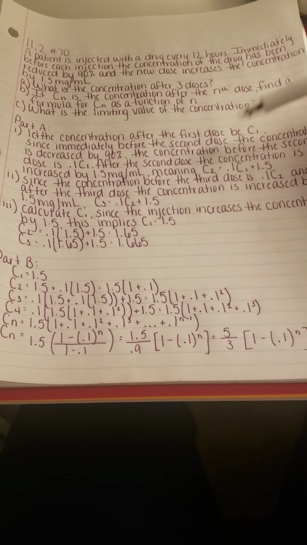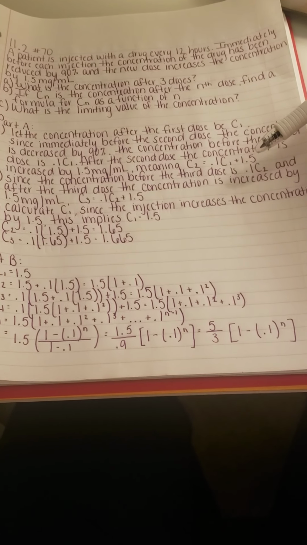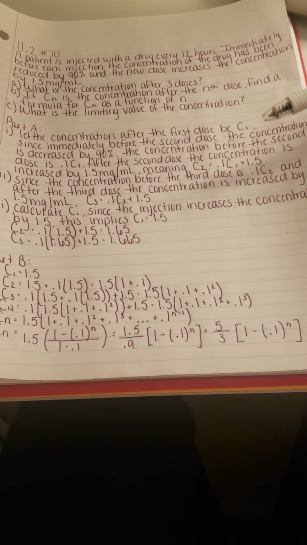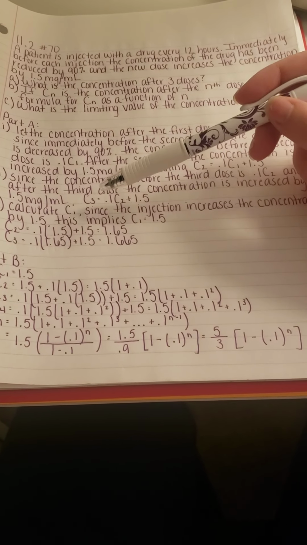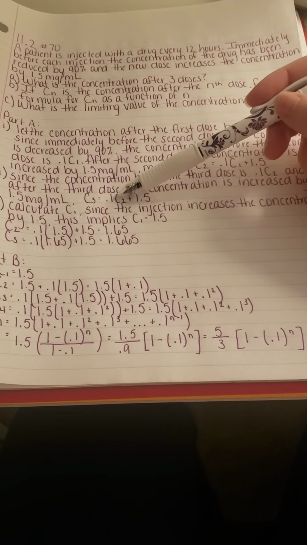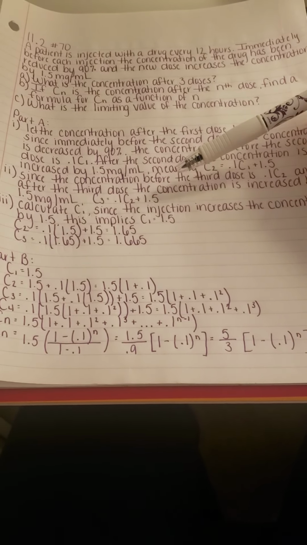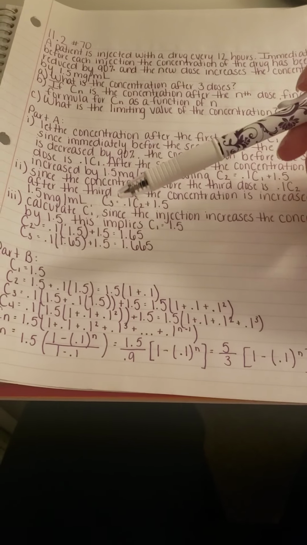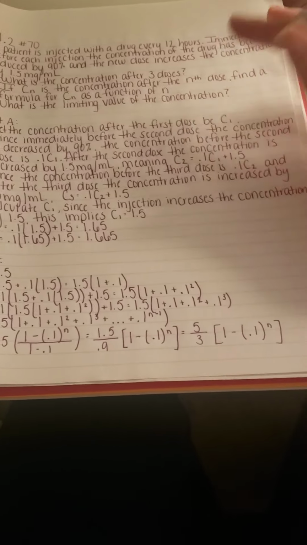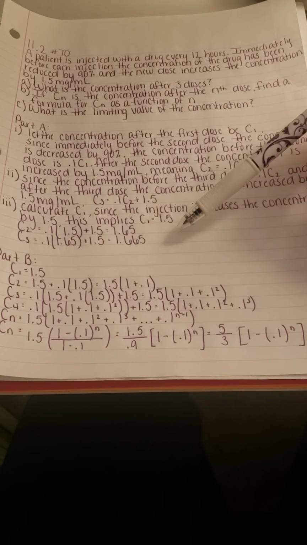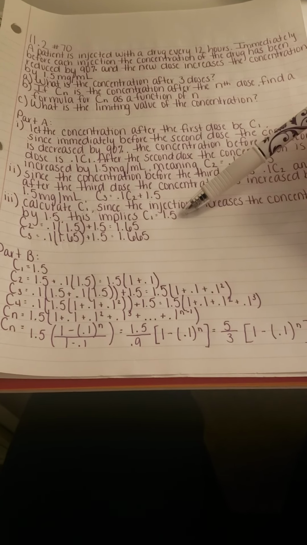To continue, since the concentration after the third dose is 90% of the second concentration, and again we're going to increase by 1.5, so C3 is going to be 0.1 of C2, which is the 90%, plus again 1.5. And so first off, we're going to calculate for C1, and since the injection increases the concentration by 1.5, we're going to assume that C1 is 1.5.